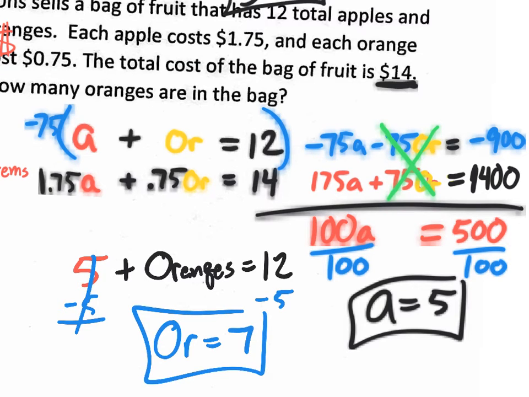And what are they asking for specifically? How many oranges are in the bag? So on your answer spot, you just put 7. 7 oranges. Got it? Yay.